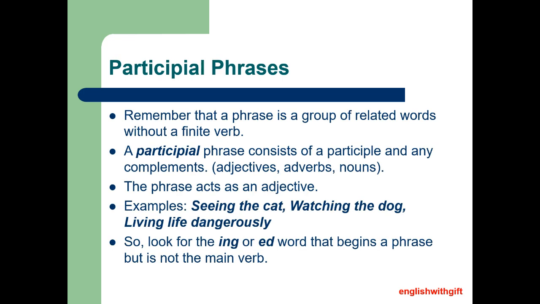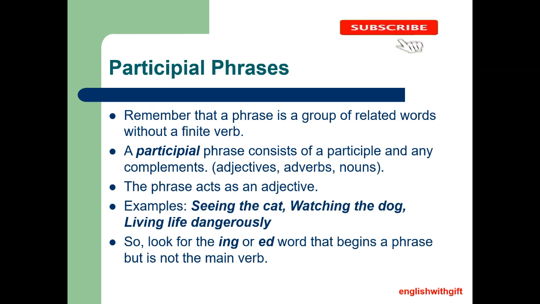Moving on, what is a participial phrase? Remember that a phrase is a group of related words without a finite verb. A participial phrase consists of a participle and any other complement, for example, adjectives, adverbs, nouns. The phrase always functions as an adjective. Let's look at these examples. Seeing the cat, watching the dog, living life dangerously are all examples of participial phrases.